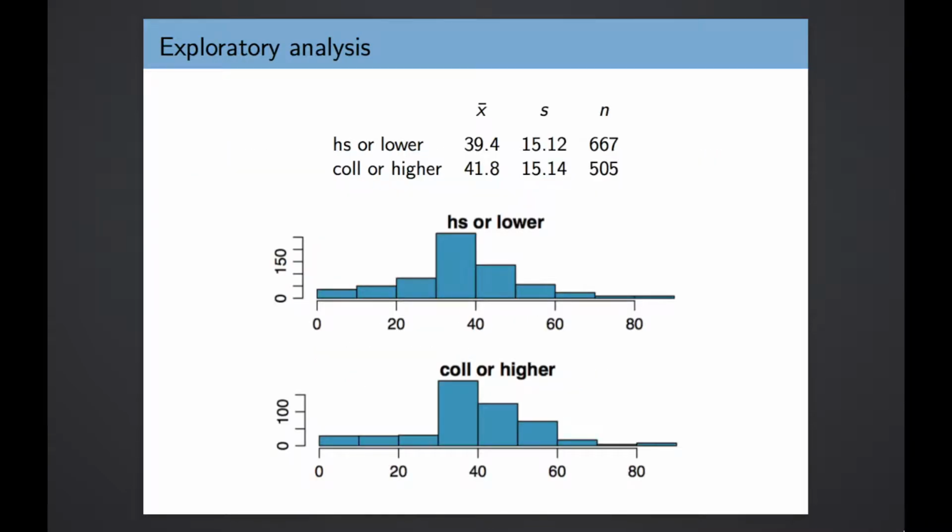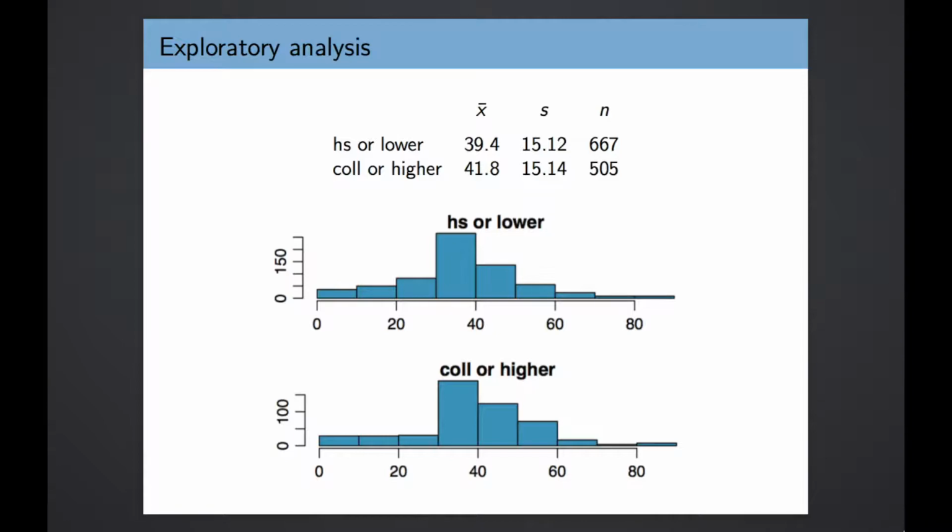So let's take a look at what this data looks like now that we've split it into these 2 categories. So we have data on the number of hours worked per week for people who have a high school degree or lower and people who have a college degree or higher, as well as the standard deviations and sample sizes for both of those categories. So for people in the first category with a high school degree or lower, the mean number of hours worked per week is 39.4 in our sample, with a standard deviation of 15.12. And for people with a college degree or higher, the mean number of hours worked per week is 41.8, with a standard deviation of 15.14. And then the sample sizes for each of these is pretty substantial, 667 observations in the first category and 505 observations in the second.